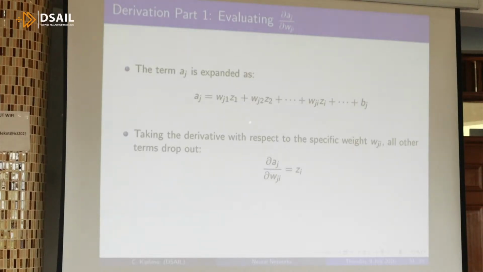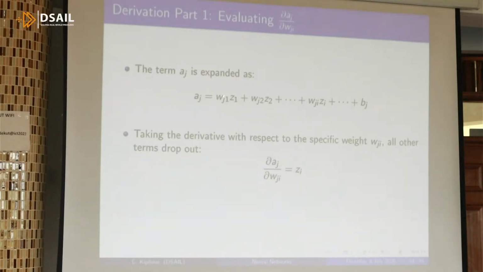Okay, so we take the derivative with respect to the specific weight, wji. All other terms drop out. Let's say, for example, we are taking a derivative with respect to wj1. In this case, all these other values disappear to 0 because they do not depend on wj1, do they?